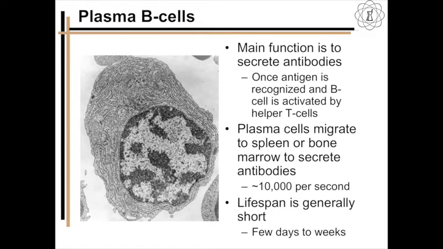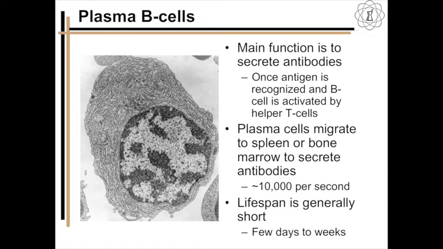Usually what you'll see is the plasma cells are going to migrate to one of our main organs involved in the lymphatic system, usually the spleen, possibly the bone marrow. Now you've basically turned it on, and all it's going to do is sit there and produce antibodies. They produce a lot of antibodies very, very quickly. The estimate is that an activated plasma B cell can produce about 10,000 antibodies per second.